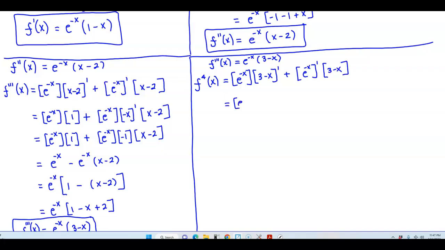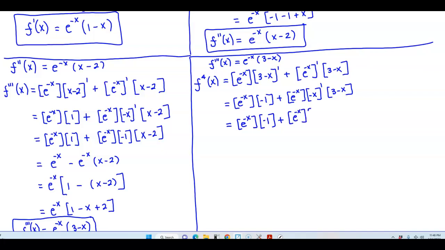So we end up getting e to the negative x. The derivative of 3 minus x is going to give us negative 1. Plus the derivative of e to the negative x is e to the negative x. And again, we've got to use the chain rule, so we've got to also find the derivative of that exponent, negative x, times 3 minus x. So we have e to the negative x times negative 1, plus e to the negative x, and the derivative of negative x is negative 1, times 3 minus x.